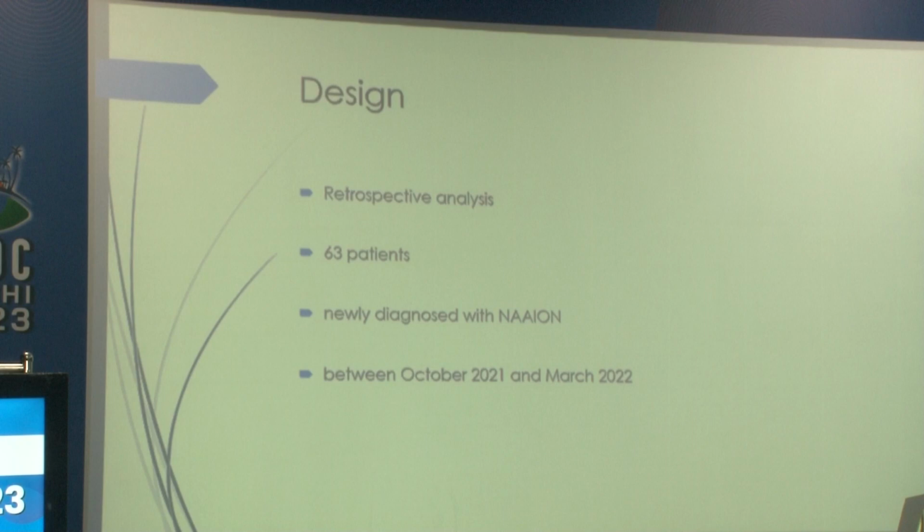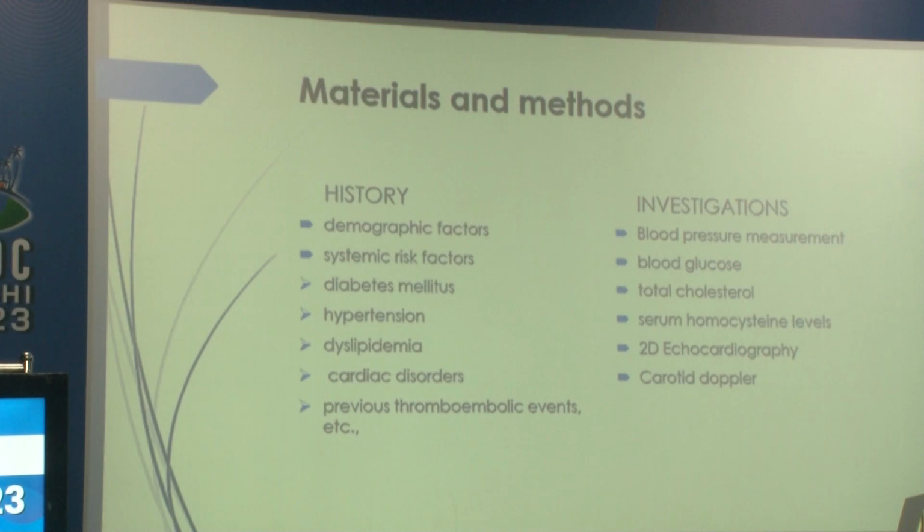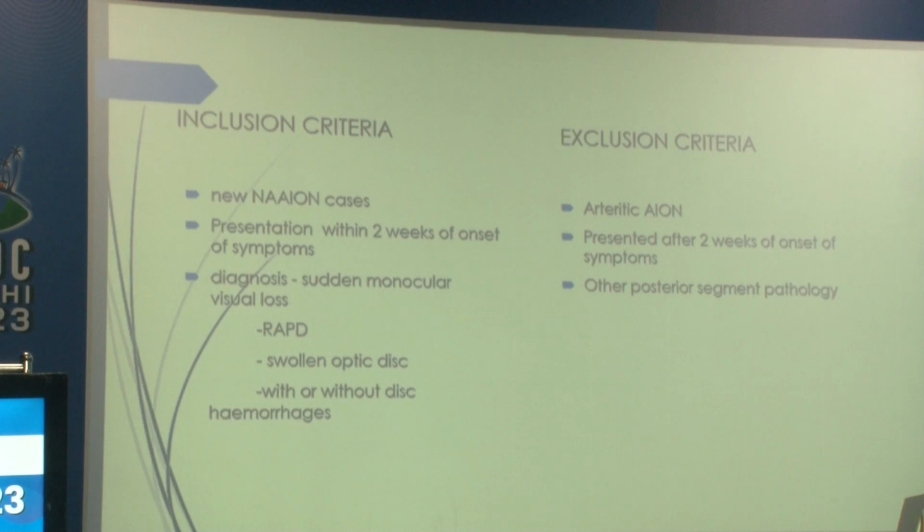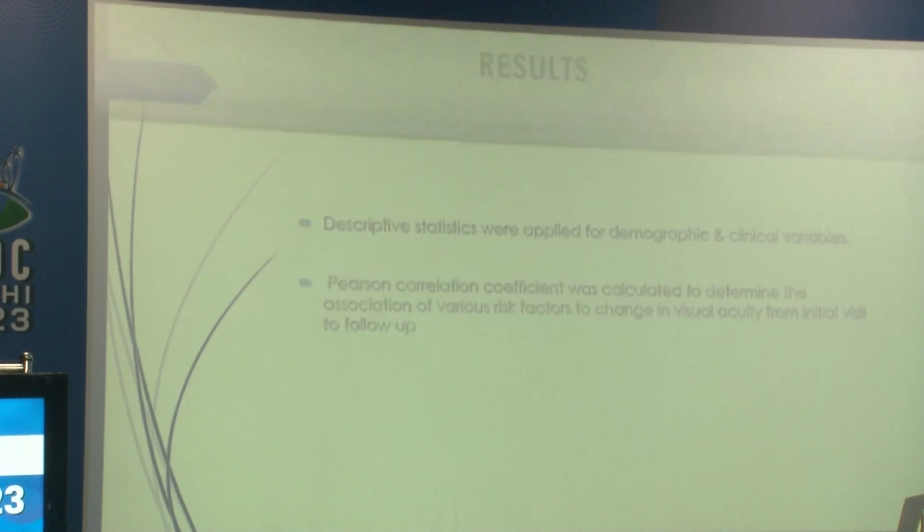So that is why we did a retrospective analysis on 63 patients who were newly diagnosed with NAION over a period of 6 months, and we analyzed the already established risk factors and blood parameters as a routine, and we did carotid Dopplers and fasting serum homocysteine levels. We also recorded the visual acuity, visual fields, and the other eye cup-to-disc ratio, and we only included new or acute onset, which is within 2 weeks, and we excluded arteritic AION patients. So here are our results.